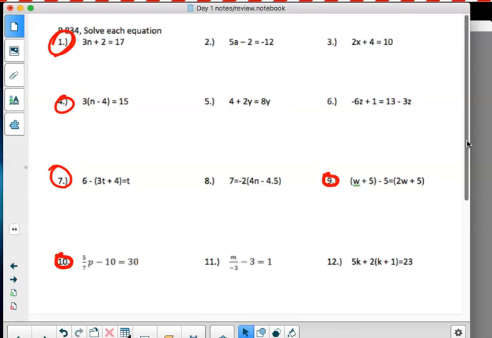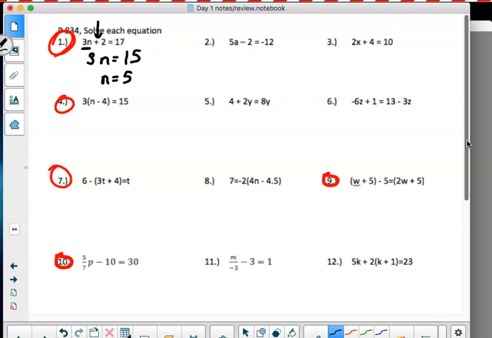So now I'm looking at problem 1. I got 3n plus 2 equals 17. And remember, the purpose of this is I want to get that 3n by itself. So I do the opposite of how the 2 is connected. So now I've got 3n equal to 15 because I'm going to subtract 2 from both sides. I now divide by 3, so n is equal to 5.